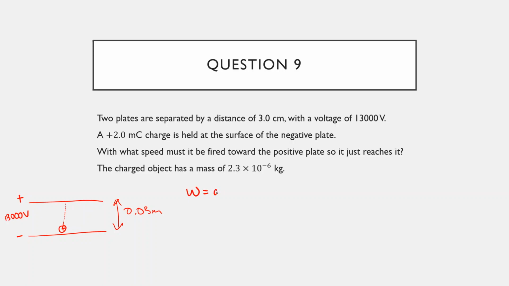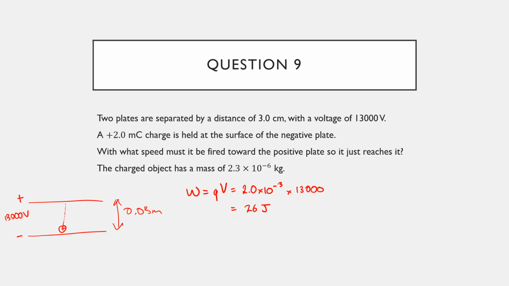Let's just say work equals Q times V. All right, and in this case, Q is 2 millicoulombs, so 2 times 10 to the negative 3. And the voltage is 13,000. So the work that needs to be done to move that charge from the negative plate to the positive plate is, what's that going to be? It's going to be 26 joules. Okay, 26 joules of energy required to move that positive charge from the negative plate to the positive plate.